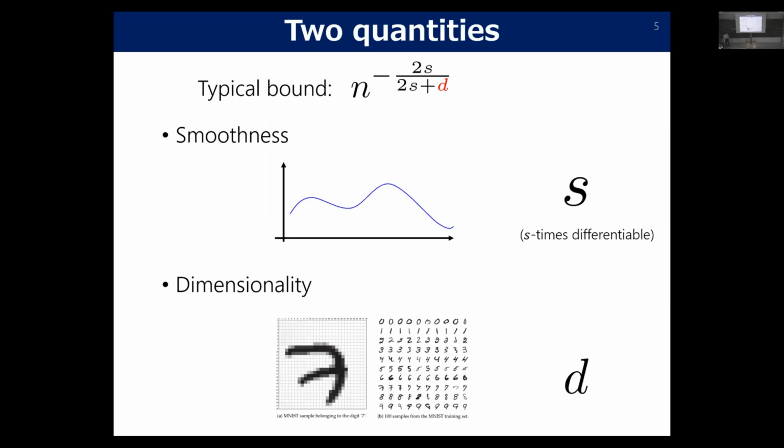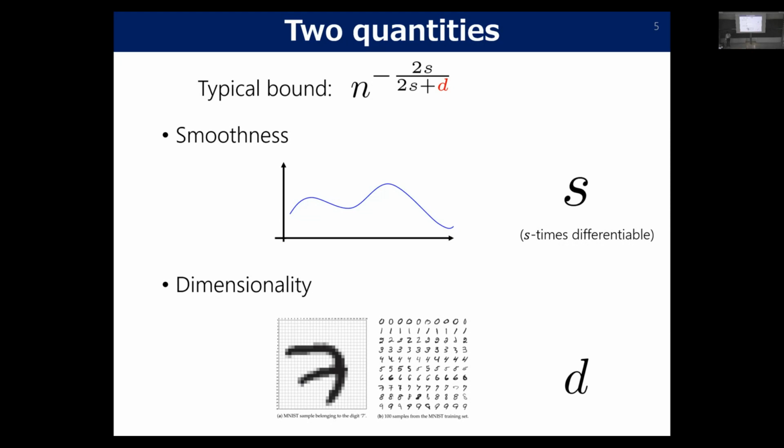You well know that the typical non-parametric convergence rate is given like this. The rate of convergence is characterized by the smoothness of the target function and the dimensionality of the input. If the dimension of the input is very large, then the convergence rate becomes very slow. This is called the curse of dimensionality. That is a well-known result.